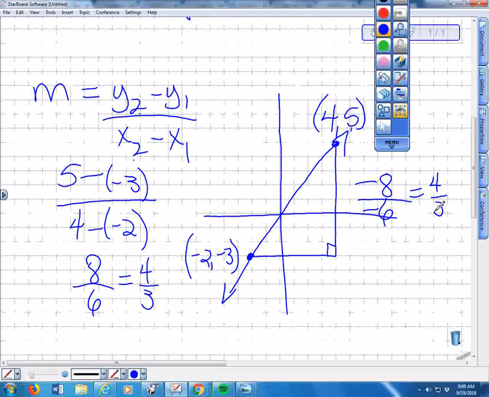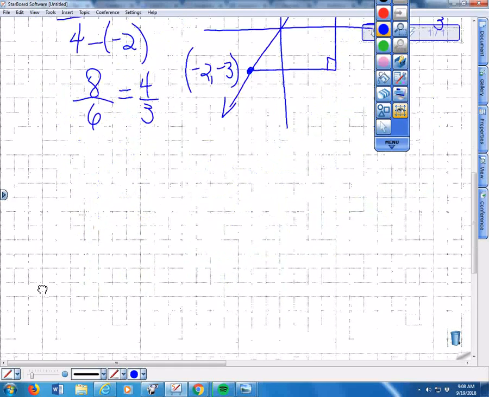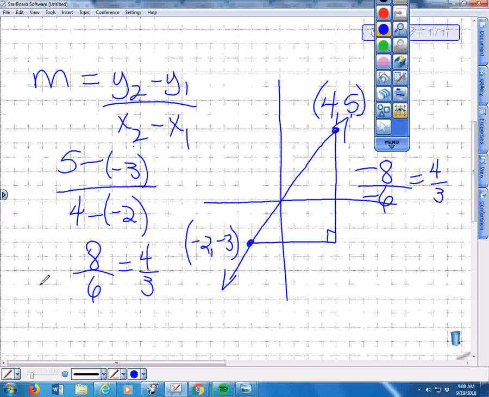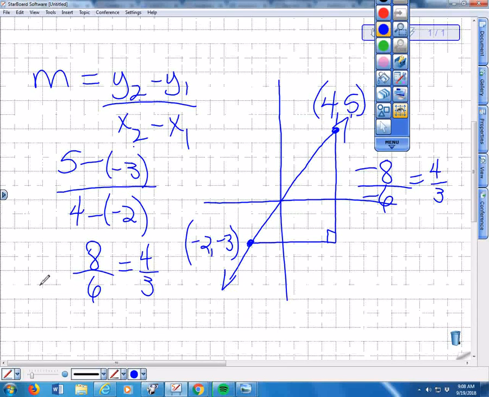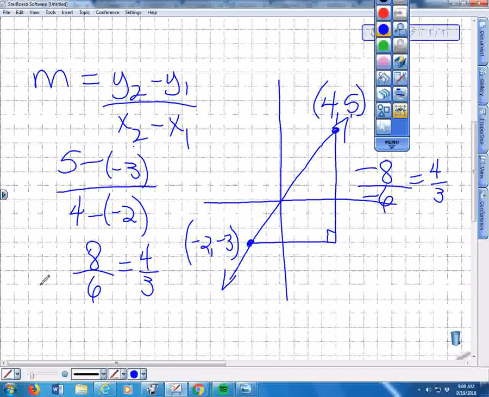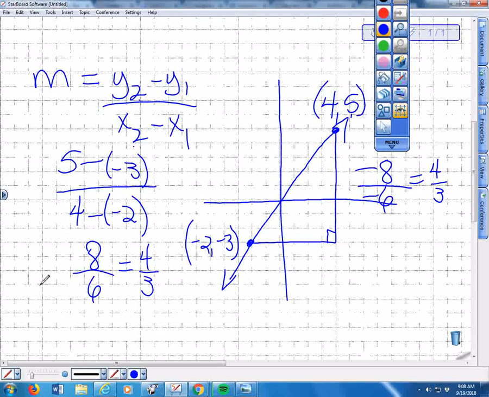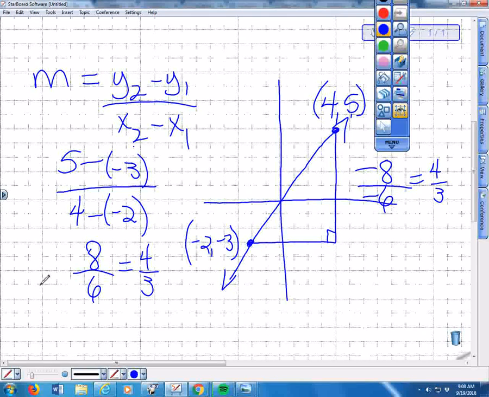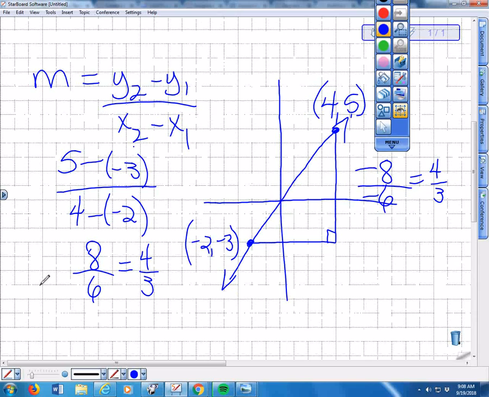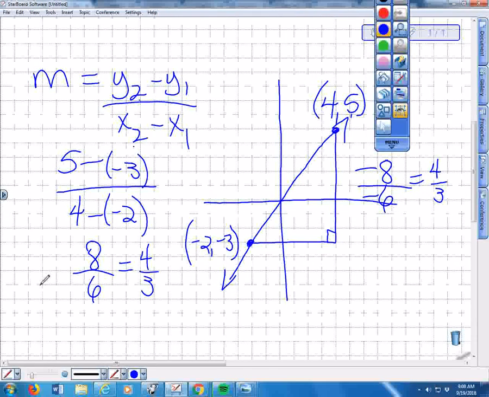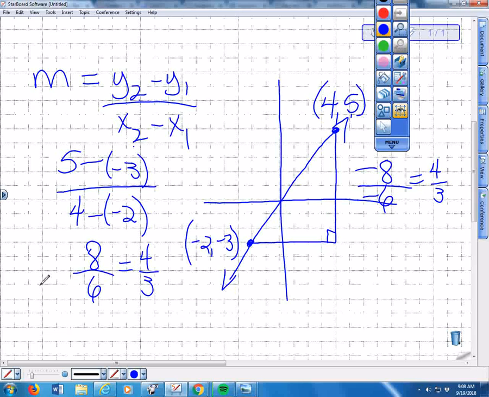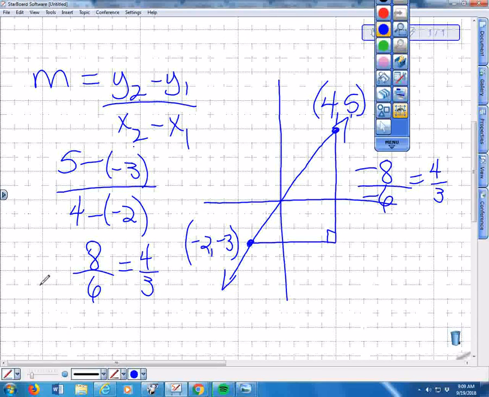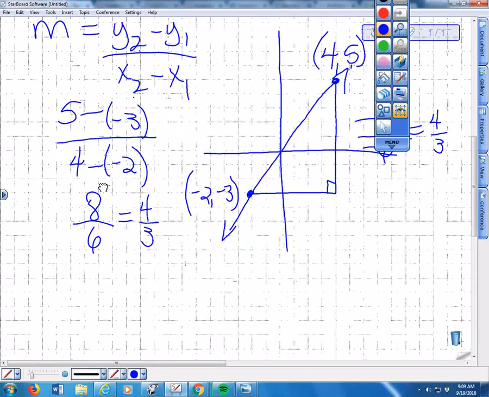Okay? All right. So the other piece of this, if I wanted to find the equation of this line, I need 2 things to put it in slope-intercept form. The slope, which I've found, and then the y-intercept. If it's obvious, which in this one it is, what the y-intercept is, then you can just look at it. What's the y-intercept here? Where does it cross the y-axis?